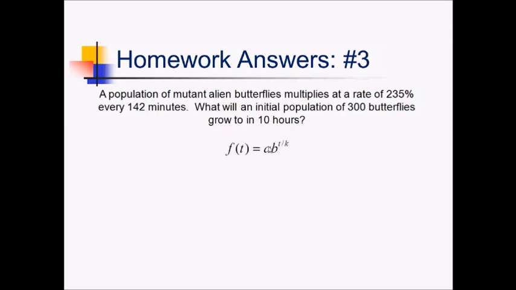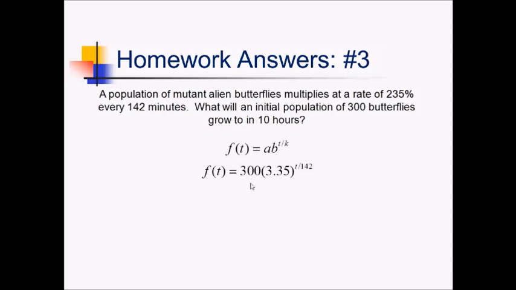So A B to the T over K, we need that fractional exponent because this is not happening every single minute. So for our A value, we're starting with 300 butterflies. B value, what are we multiplying by? So if I'm increasing 235%, I have to remember, add this to 100% and then move the decimal. So this is actually going to be 335% that we're multiplying by, or 3.35. And then I'm going to have T over 142, because it's 142 minutes we have to wait.